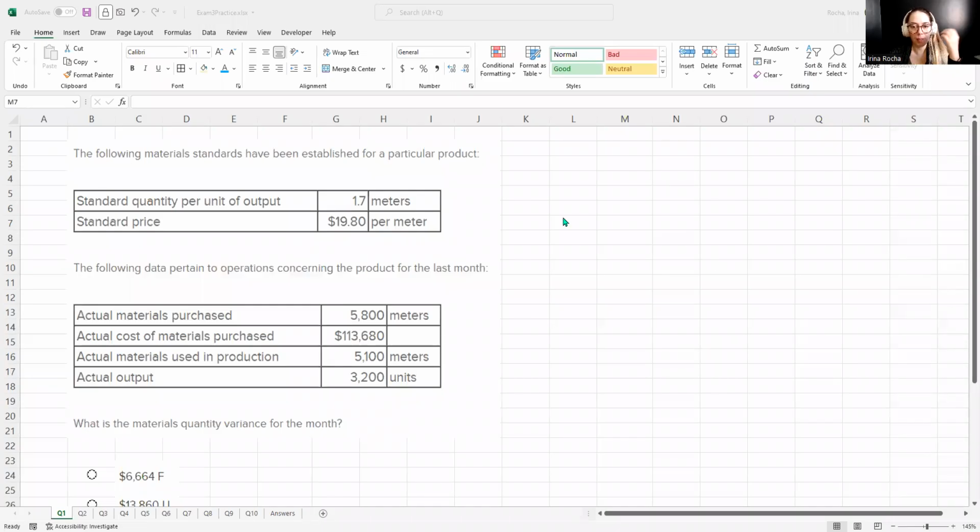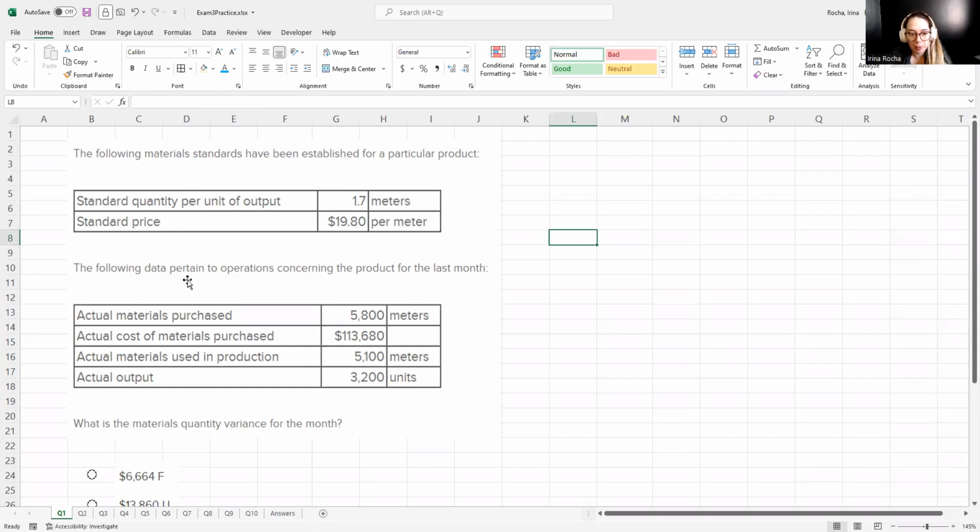Okay, so this is my own little walkthrough video so I can memorize the steps, and if it helps anyone, then better. So the following materials standards have been established for a particular product: standard quantity, standard price.